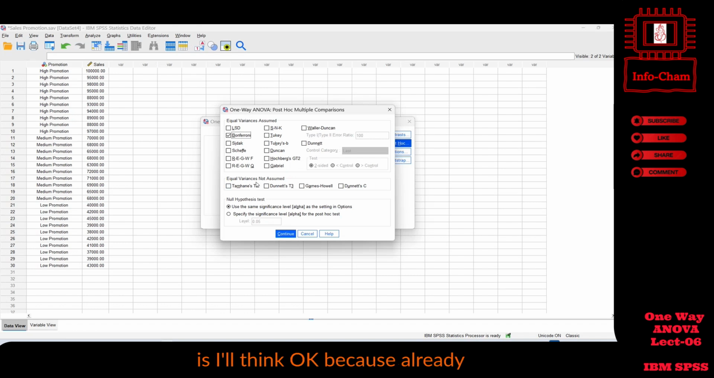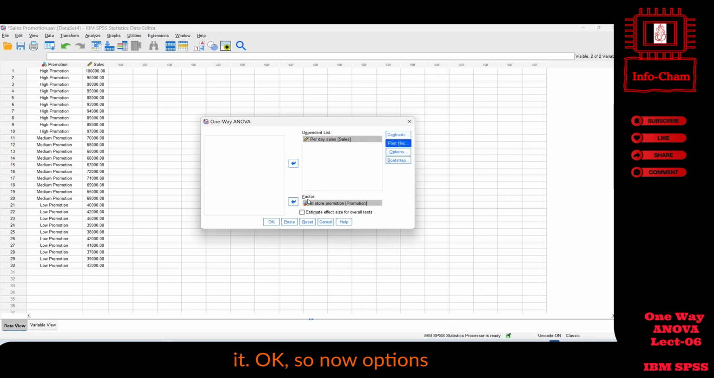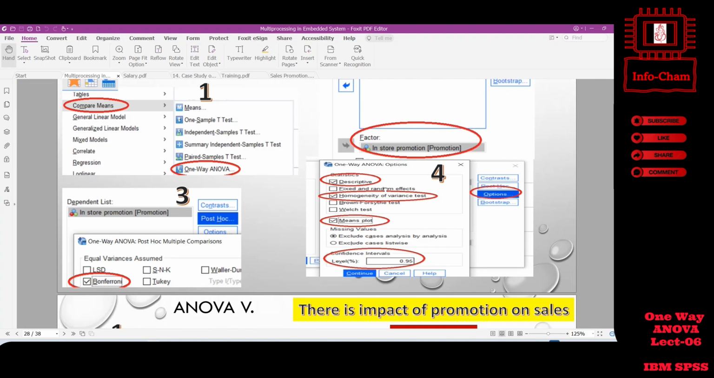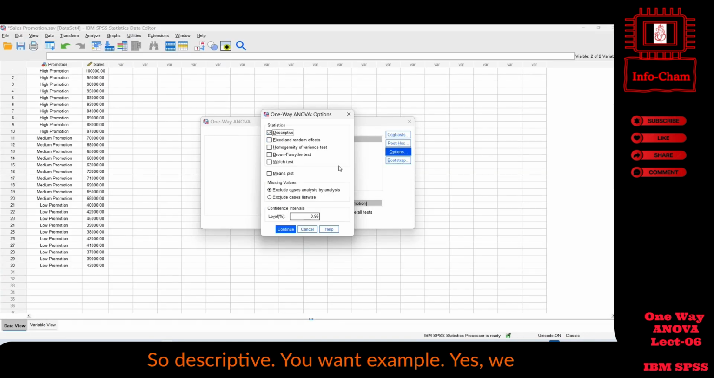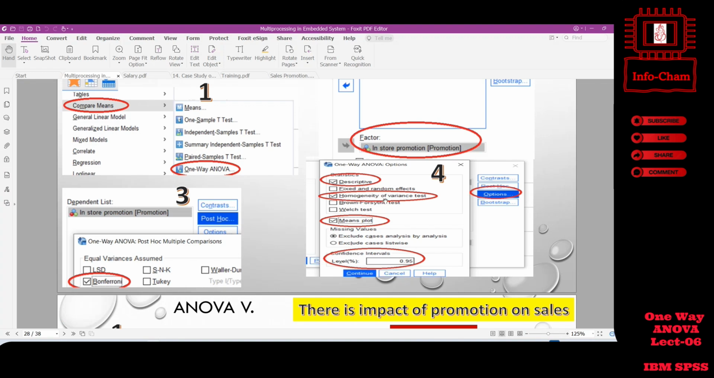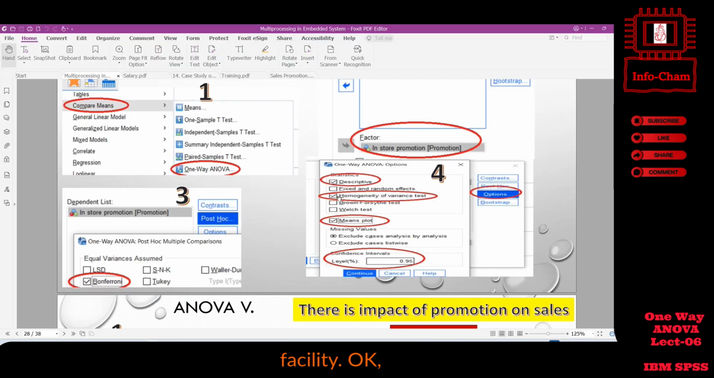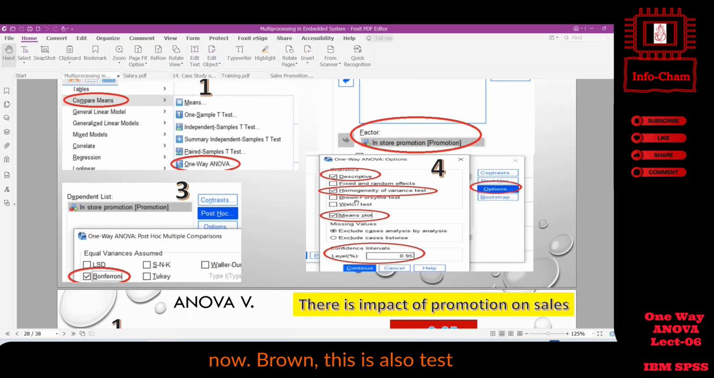The rest of the things are okay, because if you want to check the equal variance, there is another test, but we already used the Levene test, so no need to use it. Now, we have a lot of options here. Descriptive, yes, we need the descriptive. Homogeneity of variance, if you want the equal variance, you can check it again here. Previously you could check with another method, but here we have a facility. Brown-Forsythe is also a test for equal variance, I think, but there is no need.